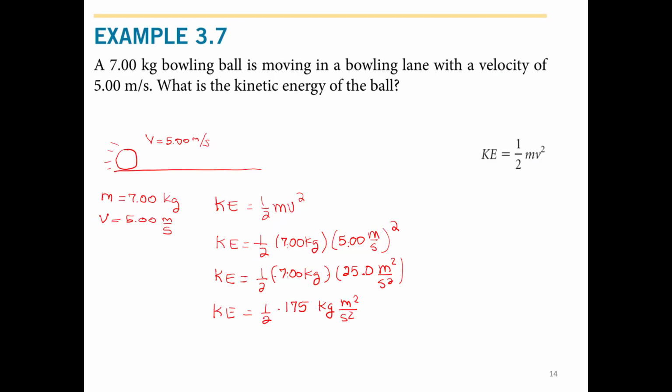Then now equals to 87.5 and 3 significant digits. We have 3. We don't count the significant digits of the constant. Then here we can just say this is joules. Then the kinetic energy of the ball is 87.5 joules.